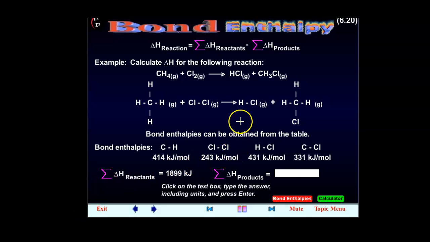Then for the products, you are going to do the same thing. For the products, this is an H-Cl. H-Cl is just 1. Then you have C-Cl.